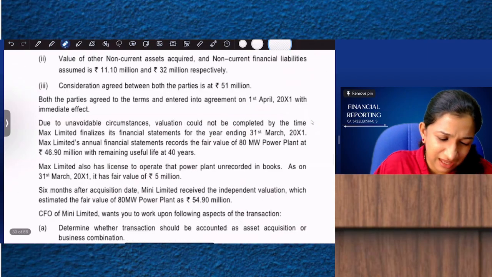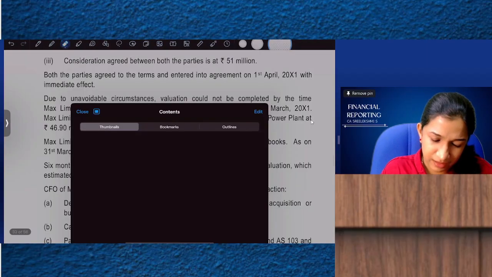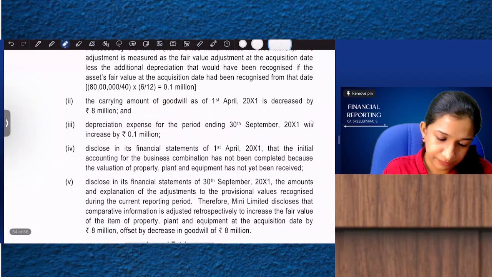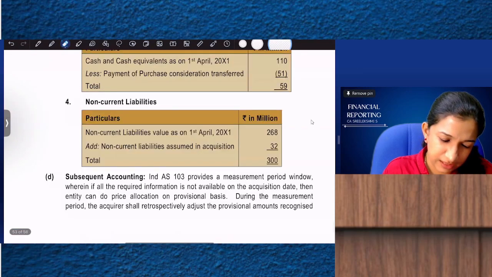I think again, there is no doubt about that. I'm just quickly, I think, yeah, I'll read the answer. Question number 7.